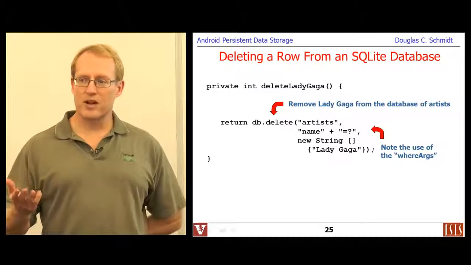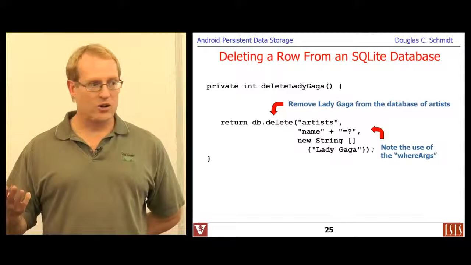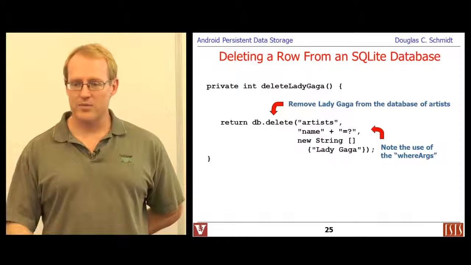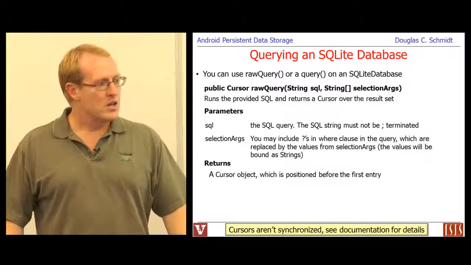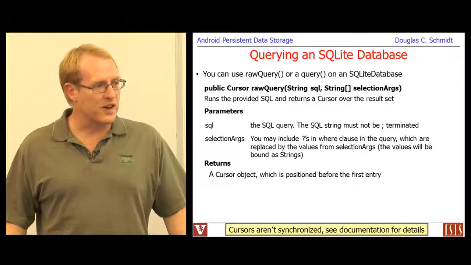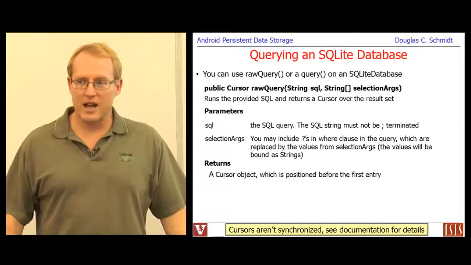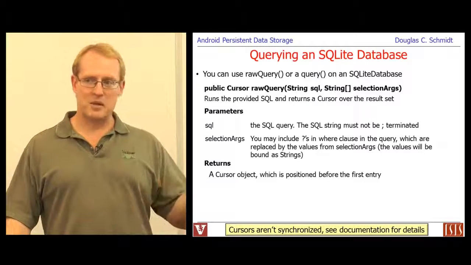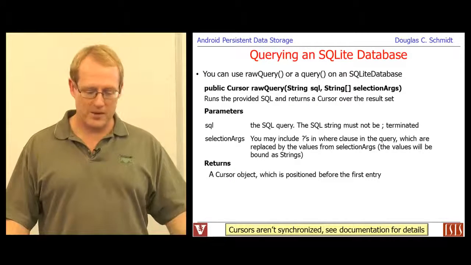So after that operation runs, Lady Gaga is no longer a row in the database, and that entry is now available to store something else when it's appropriate. So that's basically how you put stuff into a table, how you take stuff out of the table. Not surprisingly, update is more or less the same thing as an insert, except the expectation is it's already there, so you're updating what's there.